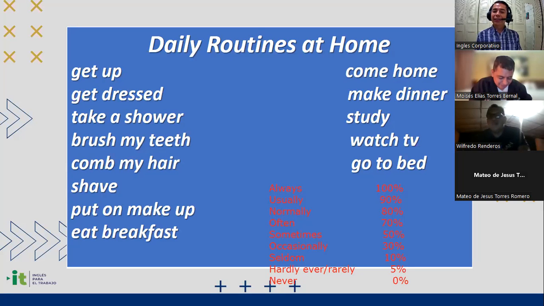I always study English at night, every day. Okay, good. Watch TV. I normally watch TV. No, wait, you can use only one, right? So in this case, I sometimes watch TV from 6 to 7 p.m. Okay, good.